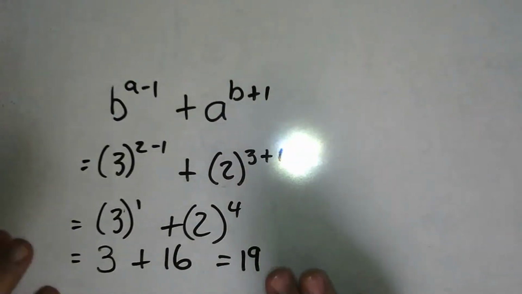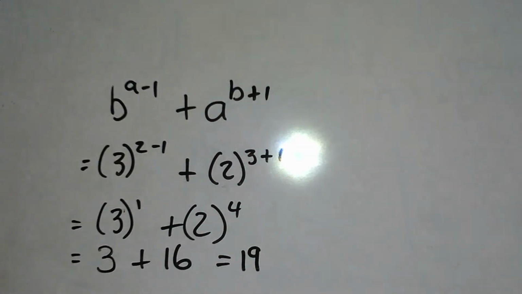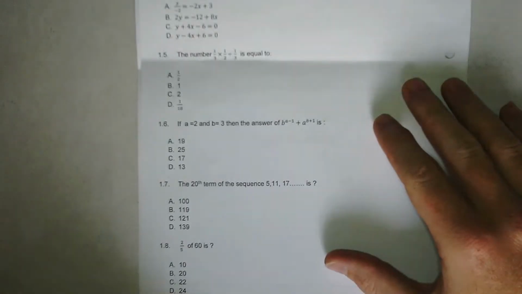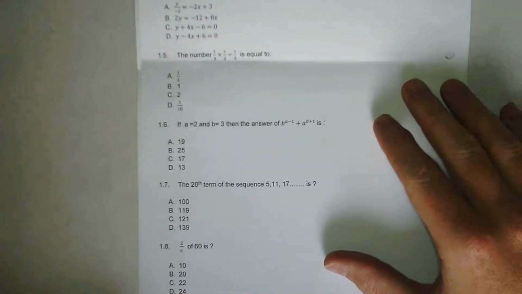So guys, basic substitution and calculation of your exponents as well as an expression in this regard. Okay. Then, if we move further along, you will get the following question, question 1.7. It asks you, the 20th term in the sequence is 5, 11, 17.